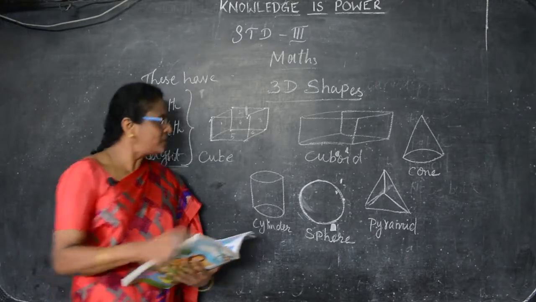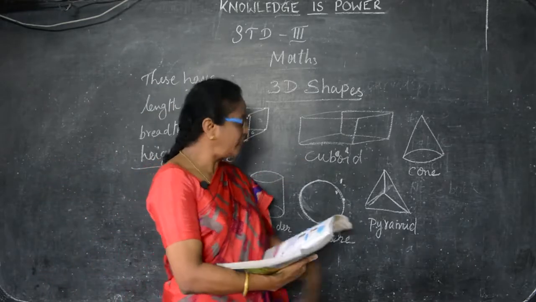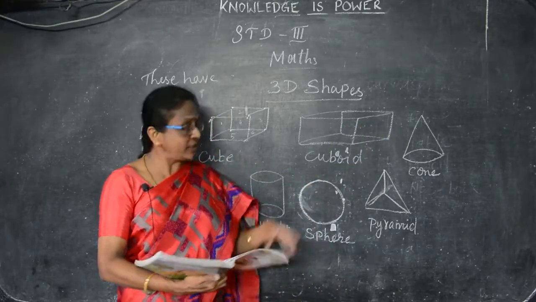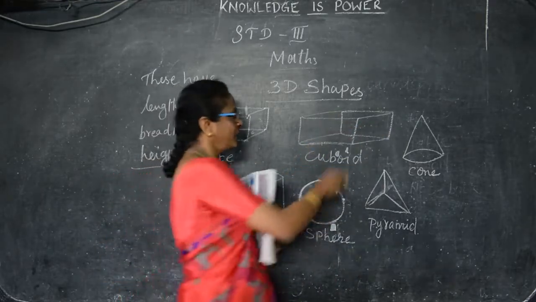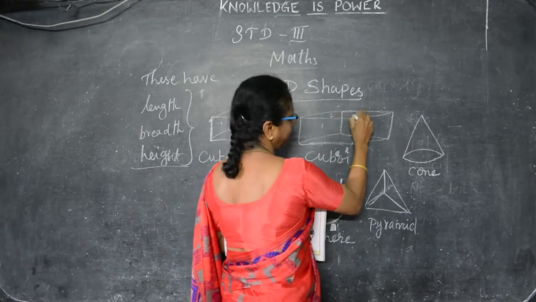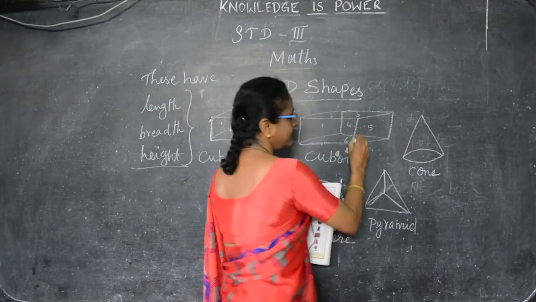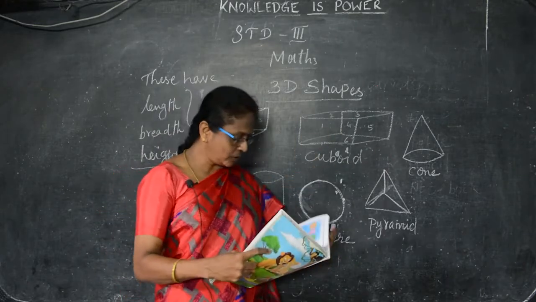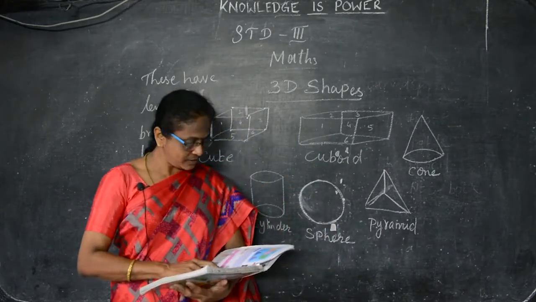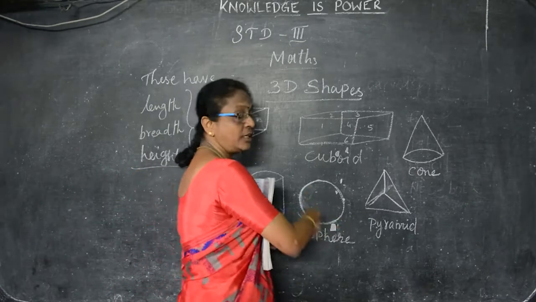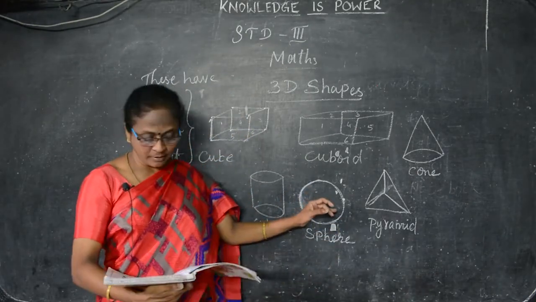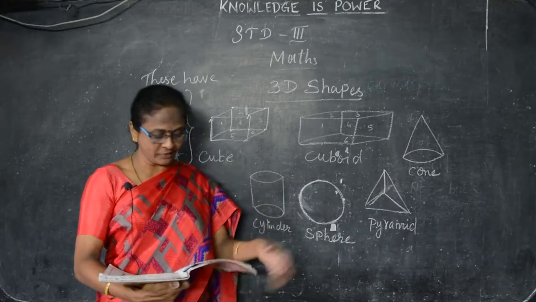And a cuboid is also a solid shape made of rectangles. So if you join rectangles, it is called a cuboid. It has also got 6 faces, the same thing: 1, 2, 3, 4, 5 and 6 faces. And it has 12 edges, 12 corners and 8 vertices. And a sphere is circular in shape, but it's not a circle. So it has only 1 face, but no edges and no vertex.